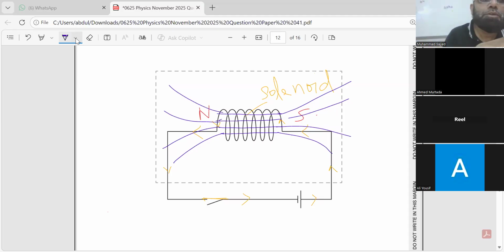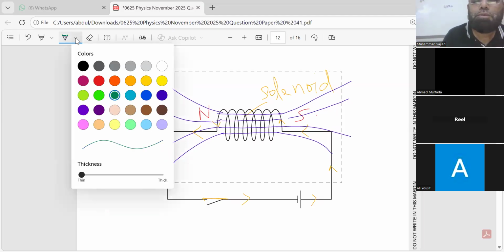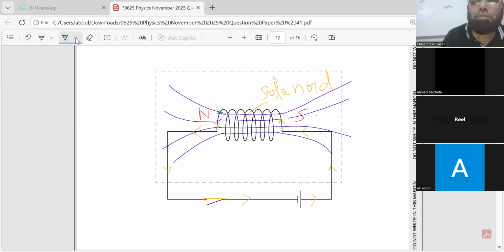But we must give what? Arrow. So join them. Arrow will always be from north towards what? South. Or you can give the arrows from south outward. No, they are from north to south. So my dear friends, I'm doing it wrongly. Should not be this way. So the arrows will be from north towards the south this way.